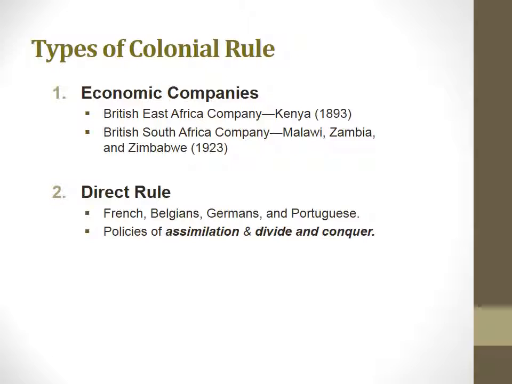Another strategy was this divide and conquer, divide and rule, which meant that they implemented policies that intentionally weakened the indigenous power networks and institutions.